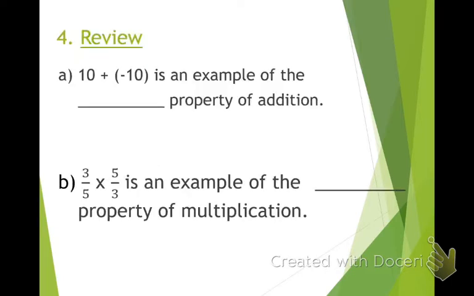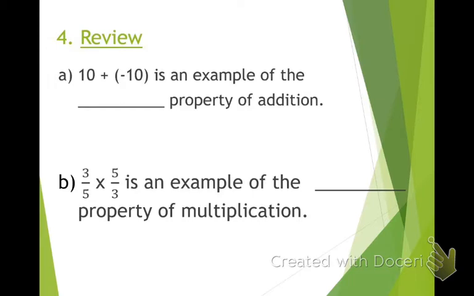Okay, this comes from 6.6. It says 10 plus negative 10 is an example of the blank property of addition. So let's look at our first one, the commutative property that we've talked about. That says you can what? You can move the numbers around. You can switch the order, and it's not going to change your answer. Is that what we've done in problem A? No. So we know it's not commutative.